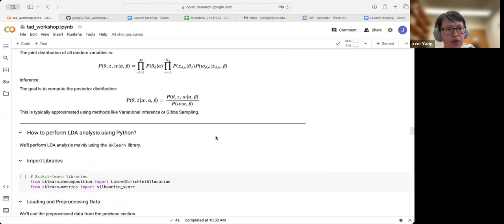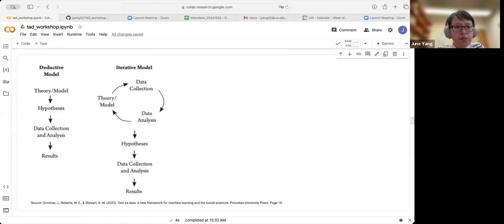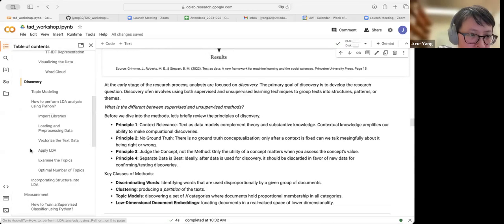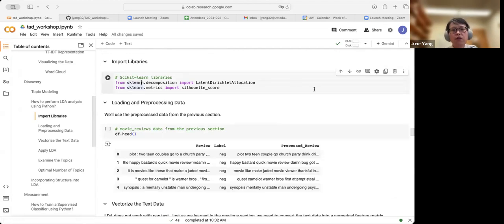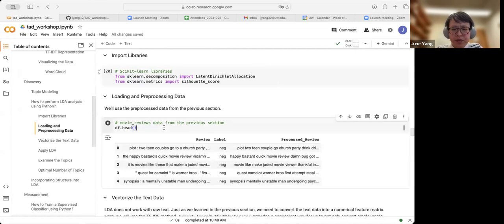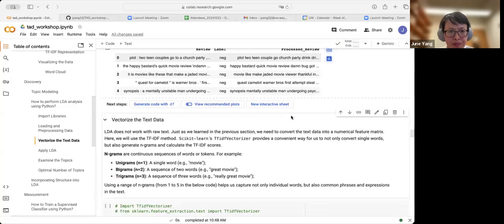So how do we perform LDA analysis using Python? We'll still be building off our movie reviews data set to see how we can build an LDA topic model using this data set. This is the data frame that we're working with, and we are mostly going to be using the processed review column because this column is cleaner.